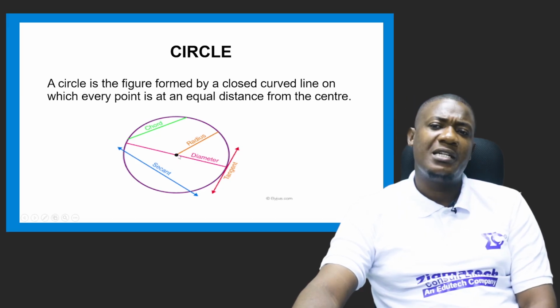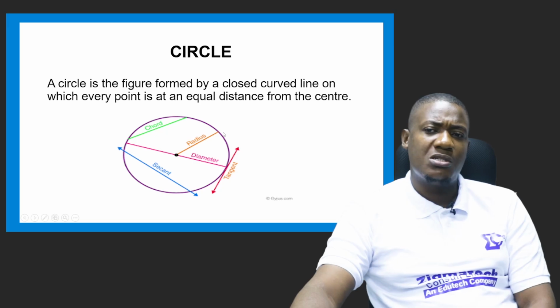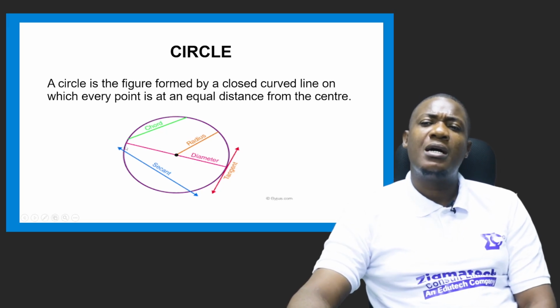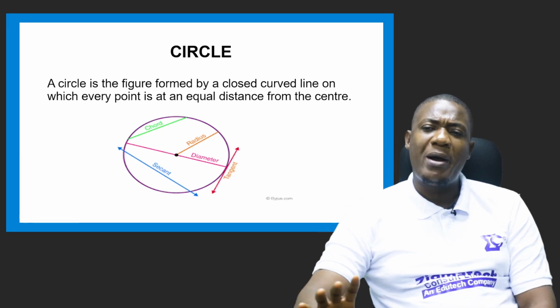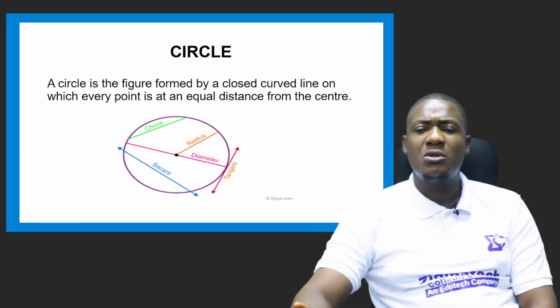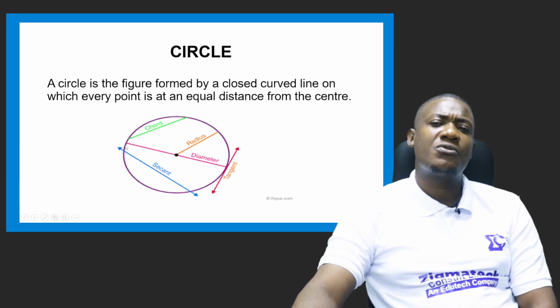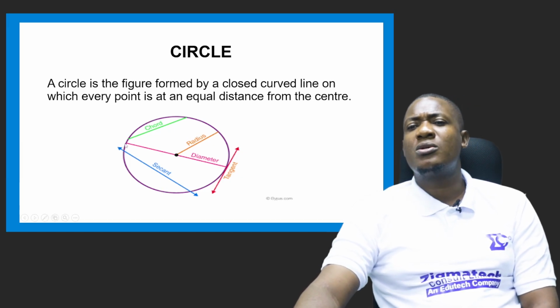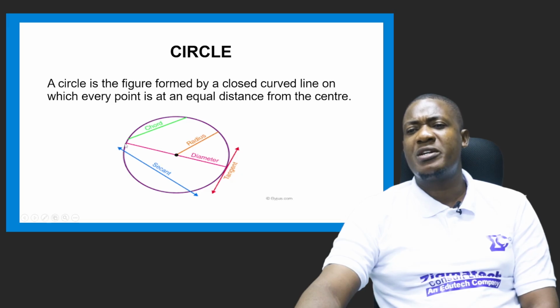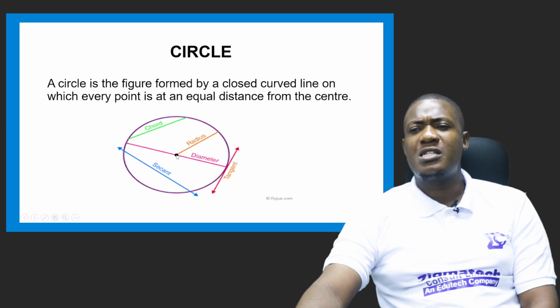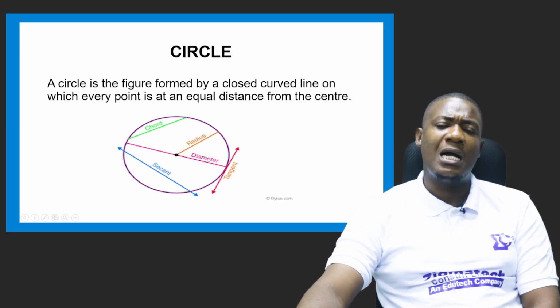And this line here you're seeing is called a radius. Now, we also have other properties or parts of the circle we want to talk about. All right. Now, the line that runs from a point on the circumference to another point on the circumference through the center of the circle is called a diameter.